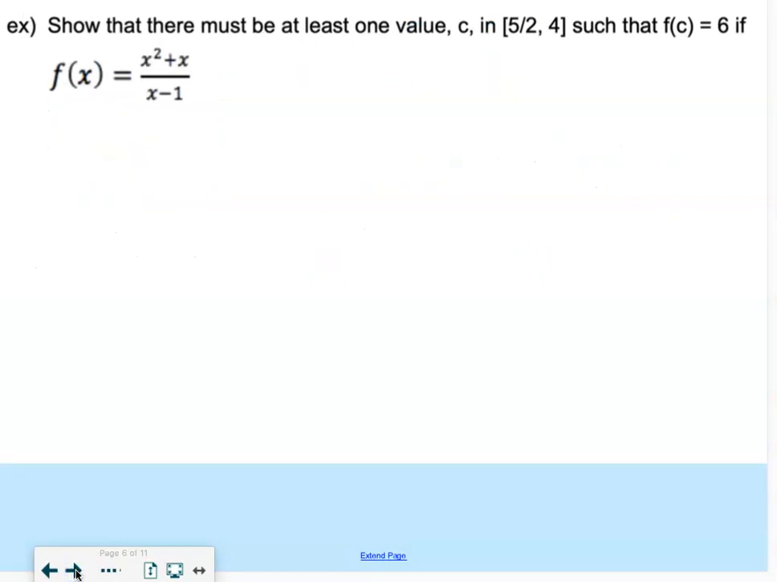All right. Show that there must be at least one value c in the interval from 5/2 to 4 such that f of c equals 6 if f of x is x squared plus x over x minus 1. So in your groups, or you can silently work for a minute or so. In your groups, make sure you've written out and checked your hypothesis, and then you've written your conclusion statement. For continuous, you just have to say it's continuous, right? You don't have to prove continuity. Make sure you do check that it's continuous.